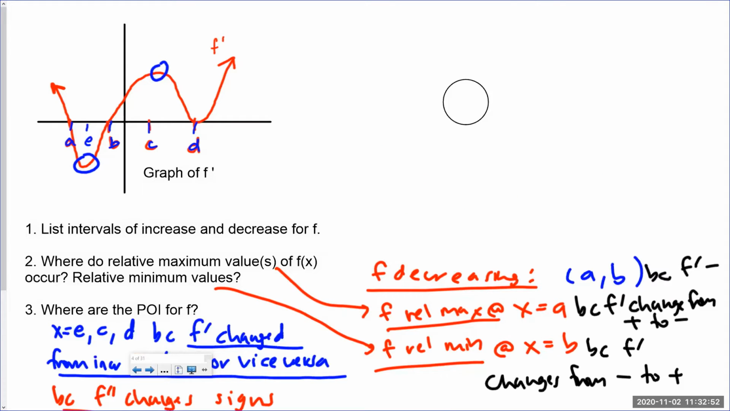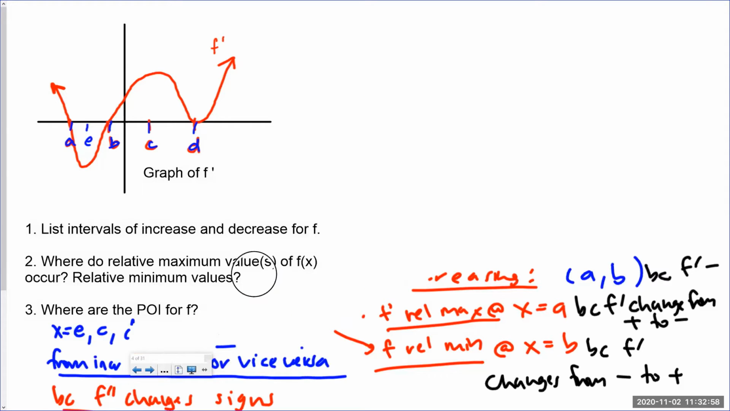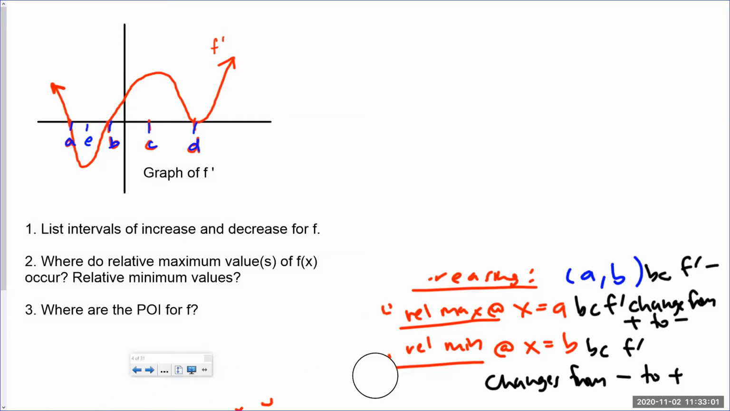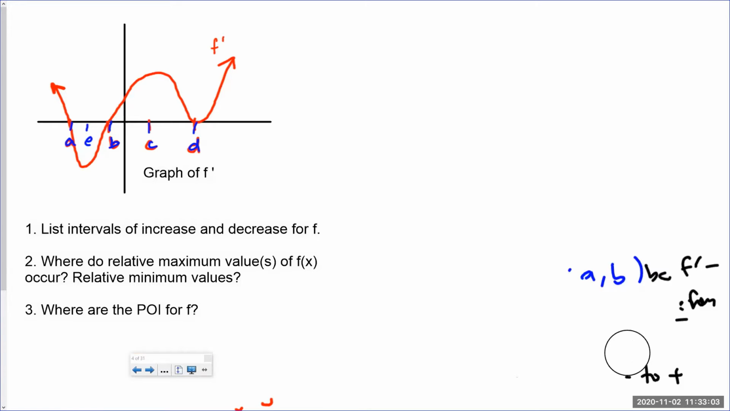This is really good practice to see if you understand what's going on with your boy F. You need to take care of your boy F. He's in another room, you can't see him. But what you're given is F prime. Do you guys have this picture on your notes somewhere?